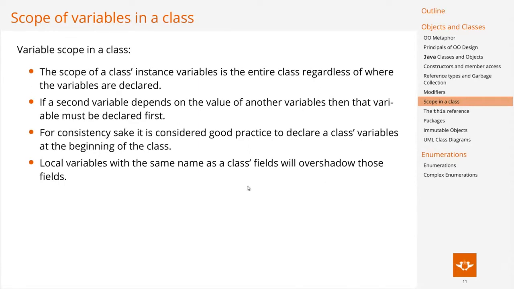Then the last point there, we're talking about overshadowing fields. So overshadowing is something that I need to show you to make sense. But what that basically means is if we have a local variable, the same name as an instance variable, the local variable takes precedence. It means when we call that local variable, whatever value it is, the local version will take preference over the instance variable. So when we get to the tutorial tomorrow, I'll show you a case of that actually happening.